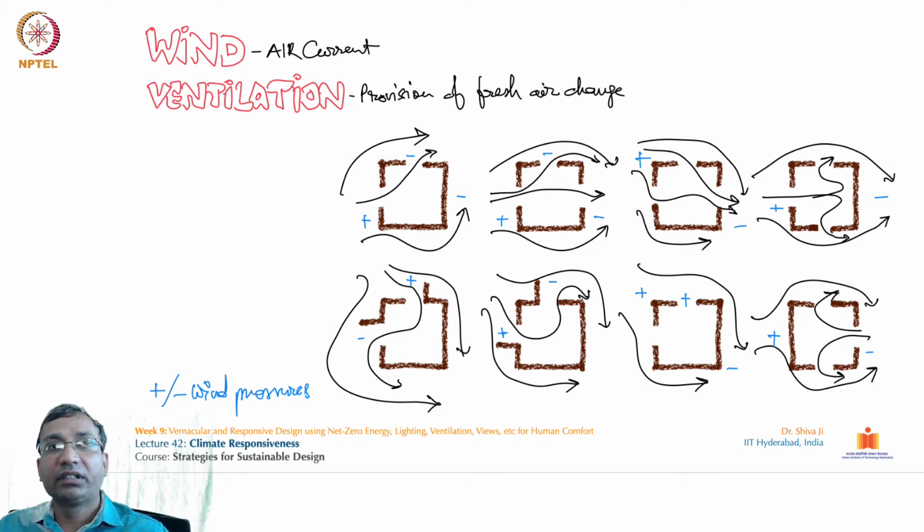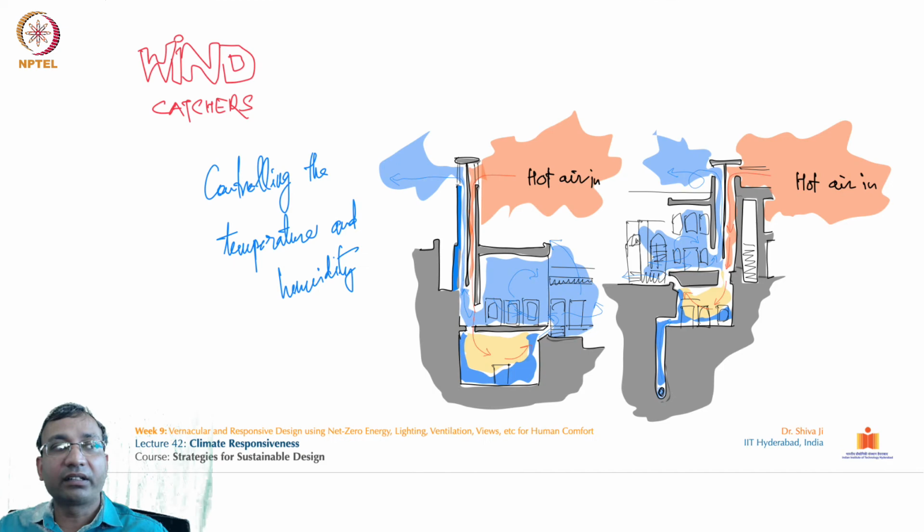Further to this, we will see this slide over here. So this talks about controlling the temperatures and humidity inside the premises of any given building. This example we saw in one of the pictures in the vernacular lecture. So we saw these wind towers.